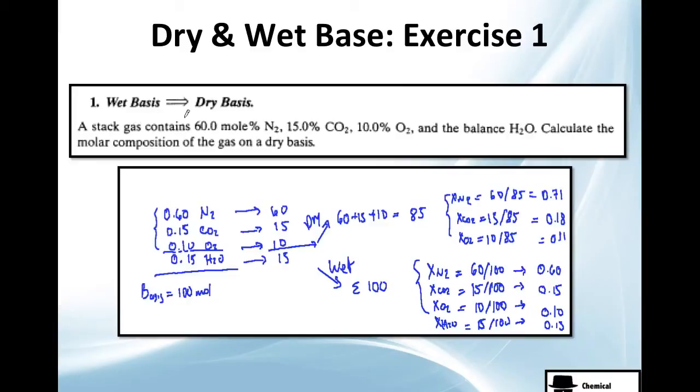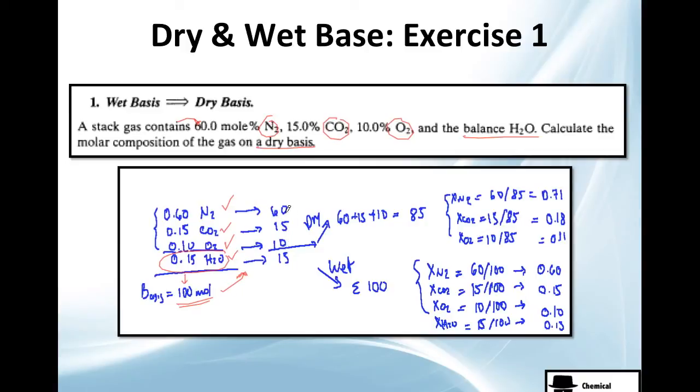They show you there's a gas that contains 60% mole nitrogen, 15% CO2, 10% oxygen, and the balance H2O, which means 15% is the difference. Calculate the molar composition of the gas on a dry basis. If we add these, we get 100. So let's choose a basis of 100: 60, 15, 10, and 15.